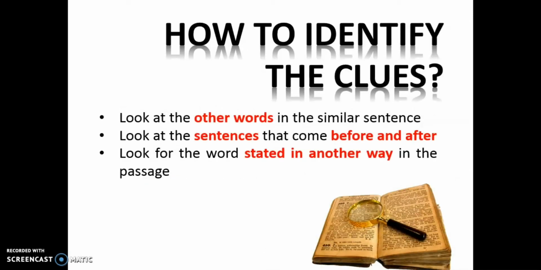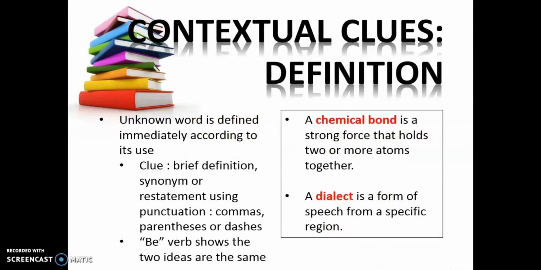So how can you identify these clues? You can always look at the other words in the same sentence or look at the sentences that come before and after, or even look for the word stated in another way in the passage. We can find the meaning of unknown words or words that are so alien to you in many ways.